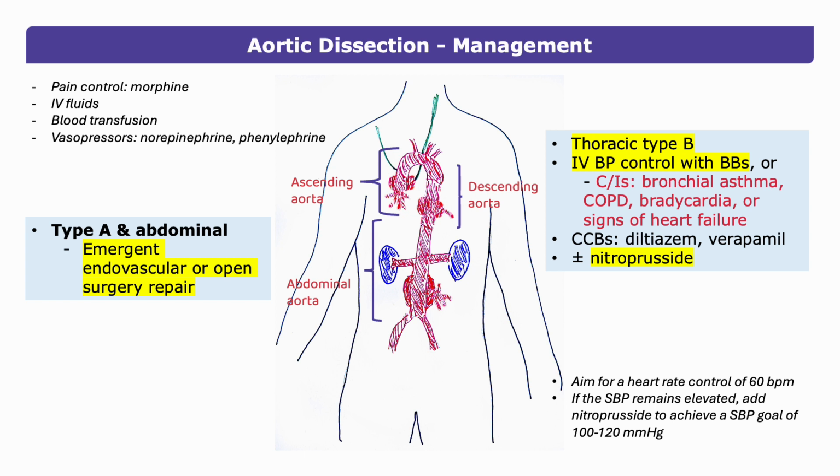So we're going to manage it with blood pressure control. That is going to be with beta blockers. For your exams, remember the contraindications for beta blockers: asthma, COPD, bradycardia, heart failure. So if your patient presents with any of those contraindications, then you can use calcium channel blockers such as diltiazem or verapamil. Also, in addition to the beta blockers or calcium channel blockers, you can use nitroprusside to maintain a systolic blood pressure between 100 and 120 millimeters of mercury.